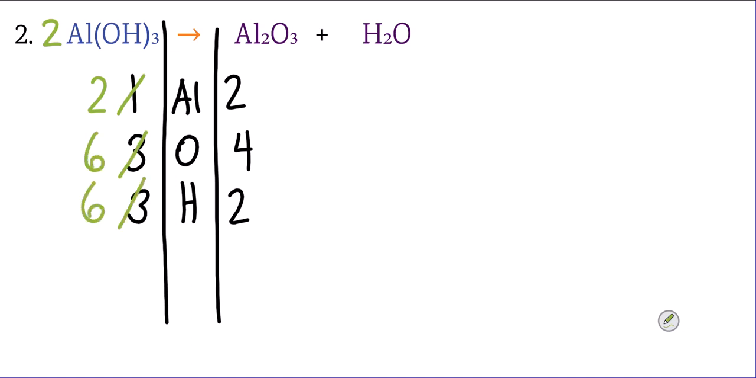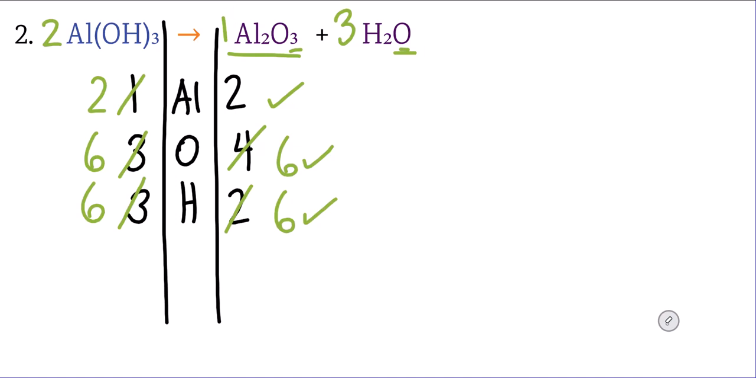Then, using a teeter-totter sort of seesaw back and forth balancing method, try to balance out all of the atoms by putting in coefficients next to each chemical species. I went after the aluminum first. This caused me to double everything on the reactant side, and then I made adjustments to balance for oxygen and hydrogen.